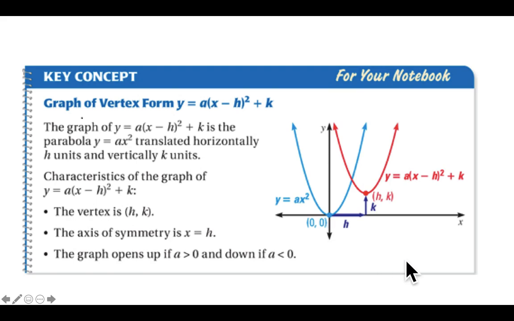All right, here are some general notes about the graph of the vertex form y equals a times the quantity x minus h squared plus k. This is a good summary, however, it does not describe how to find the y-intercept. Recall, to find the y-intercept, you simply drop in the value of 0 for x and solve for y.